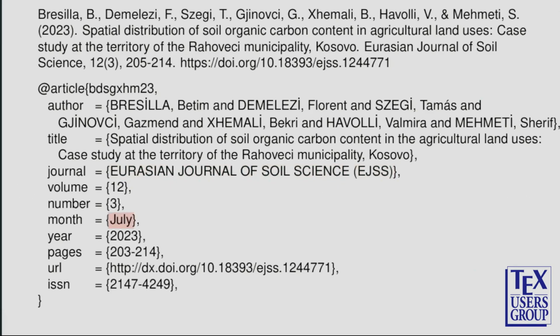Fourth, the month is rendered as text rather than a numeral as required by BibLatex, and actually doesn't appear in the published paper, though it may still of course be correct. Last, the DOI is not extracted from the URL, but rather the URL appears in the URL field.